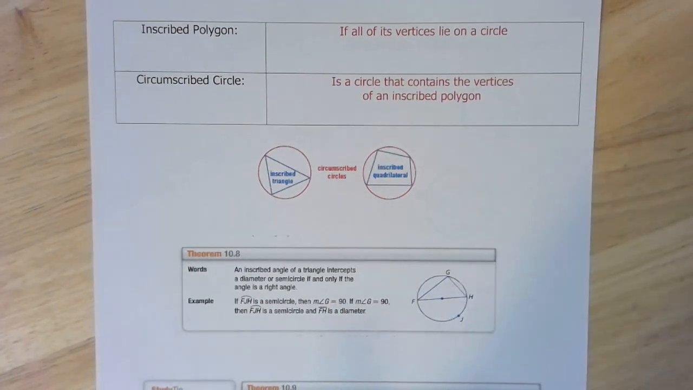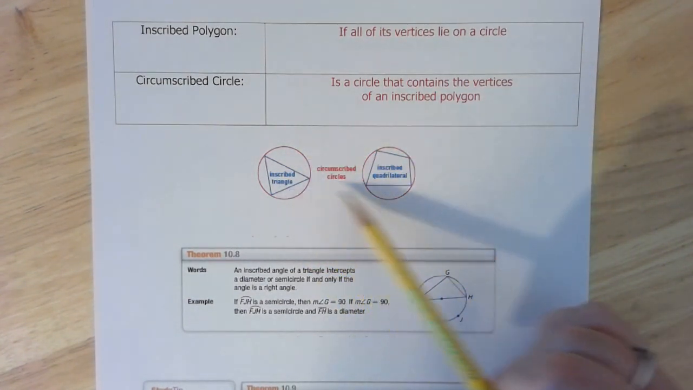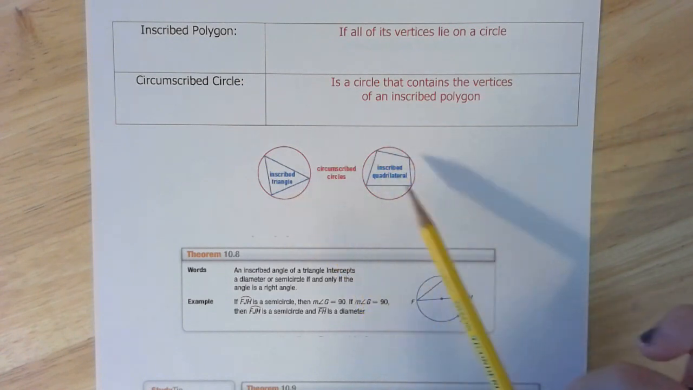Inscribed polygons. Okay, so these are polygons that are now inside of our circles. It says if all of the vertices lie on the circle, the circle is called a circumscribed circle. A circumscribed circle is a circle that contains the vertices of an inscribed polygon. So the red is your circumscribed circle. The blue is your inscribed polygon.